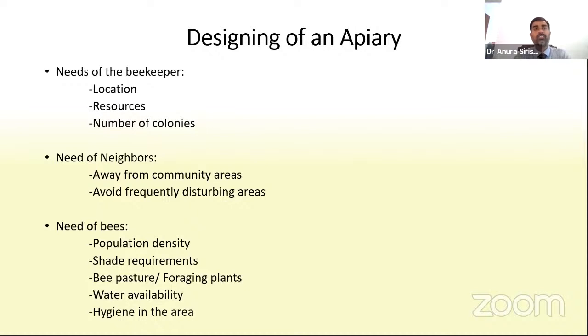So if the neighbors are very nearby, they may be in trouble sometimes, right? If there are kids playing somewhere, they don't know what it is and things like that. Therefore, we have to think about the environmental situation. If it is a very disturbing area, like if somebody is setting fire all the time in that particular area, it's not good for the bees, right? And noise is actually not that important, because I have experience.